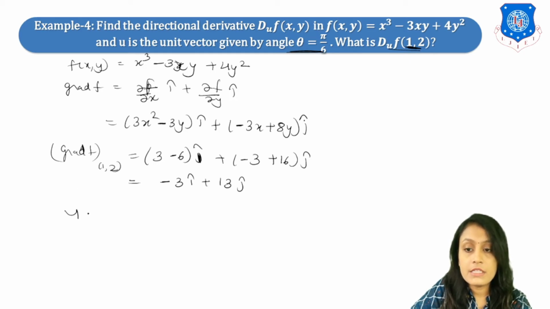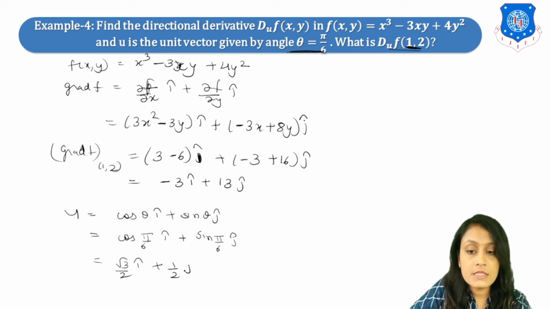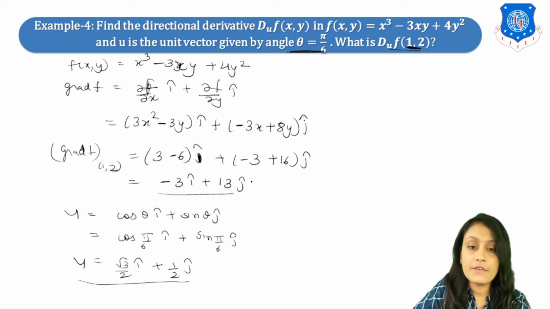Now u is given, that is a unit vector given by the angle theta equal to pi by 6. So whenever it is given in this form, this unit vector is what? Cos theta i plus sin theta j, okay. Now the angle is given as pi by 6, so theta equals pi by 6. So cos pi by 6 i plus sin pi by 6 j. Now cos pi by 6 is what? Root 3 by 2, okay. So root 3 by 2 i, and sin pi by 6 is 1 by 2, okay. So this is our direction. So we have to find in this direction, and your gradient of f is given, okay.